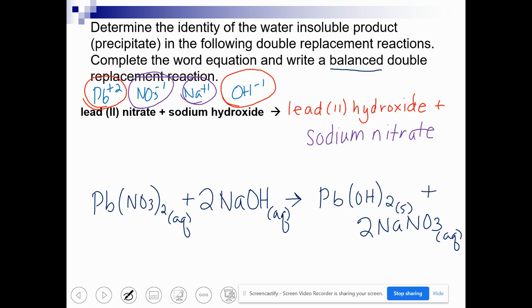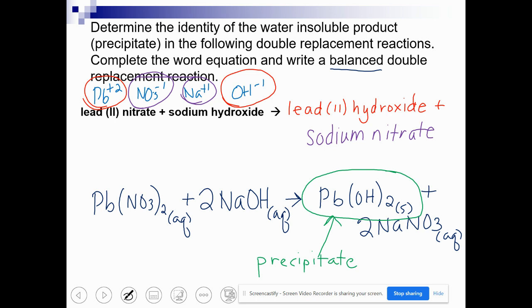So now I have a balanced chemical equation with phase notations. The precipitate is going to be the lead hydroxide. A precipitate is a solid that is formed as a result of a reaction in solution. Since these two reactants are both solutions, they're dissolved in water, and when they come together, a solid is formed. That solid is now known as a precipitate.